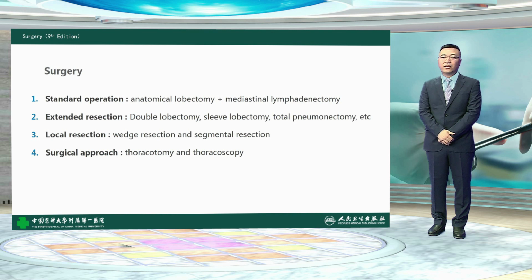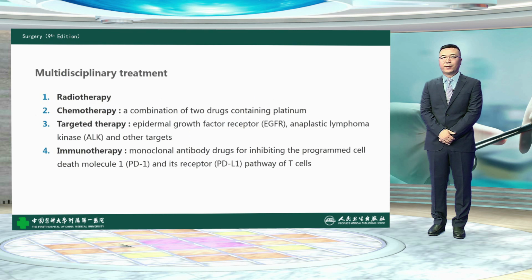Surgery. The standard operation is anatomical lobectomy plus systematic lymph node dissection. Extended resection includes double lobectomy, sleeve lobectomy, and total lung resection. Local resection is wedge resection and segmentectomy. Surgical approaches include thoracotomy and thoracoscopy. Multidisciplinary treatment includes radiotherapy, chemotherapy, targeted therapy, and immunotherapy.